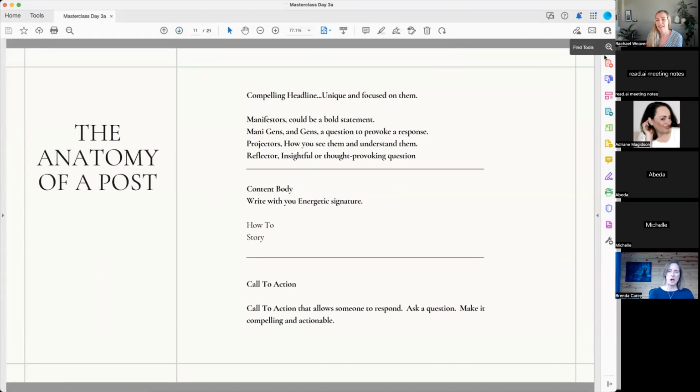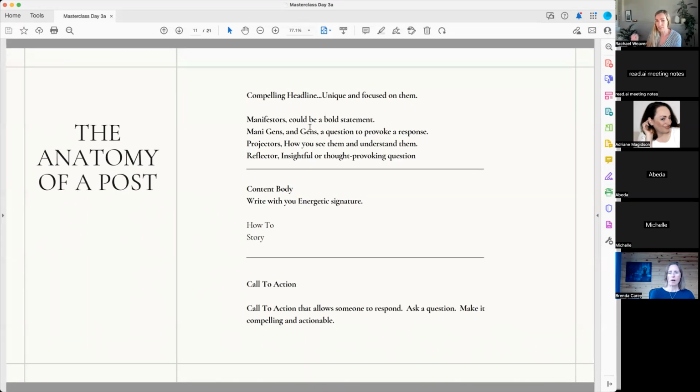The anatomy of a social media post. So Facebook and Instagram, we're still talking about the compelling headline, unique and focused on them. I really want you to think about what is going to stop the scroll, what's going to grab someone's attention and make them want to read what you have to say. You can Google how to write good headlines, but it's basically creating a little bit of shock, a little bit of, ooh, I want to read more about this. It can be a pain point. It could be a desire. It could be a lot of those things, but I want you to think about what would make you stop and read this.